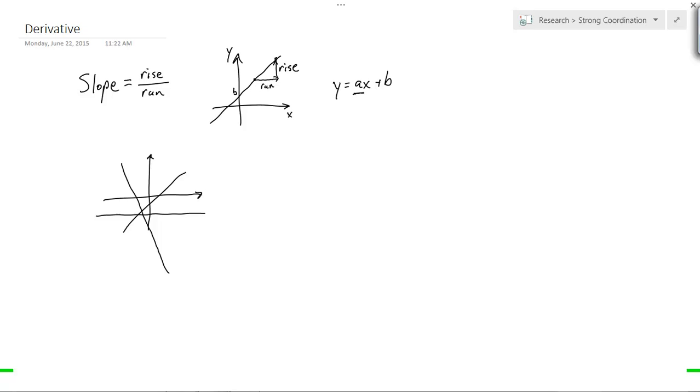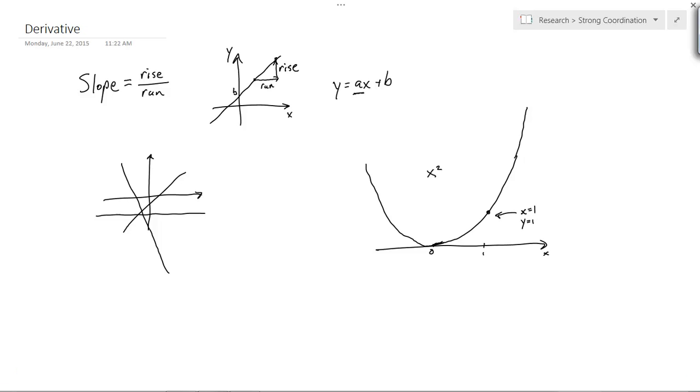Now let's do something a little more interesting. Let's look at this equation, x squared. By the way, I'm often going to call an equation a function. So there is the origin. That's x equals 0, y equals 0. And we have a couple of points that we know. Let's say this here is x equals 1, y equals 1.